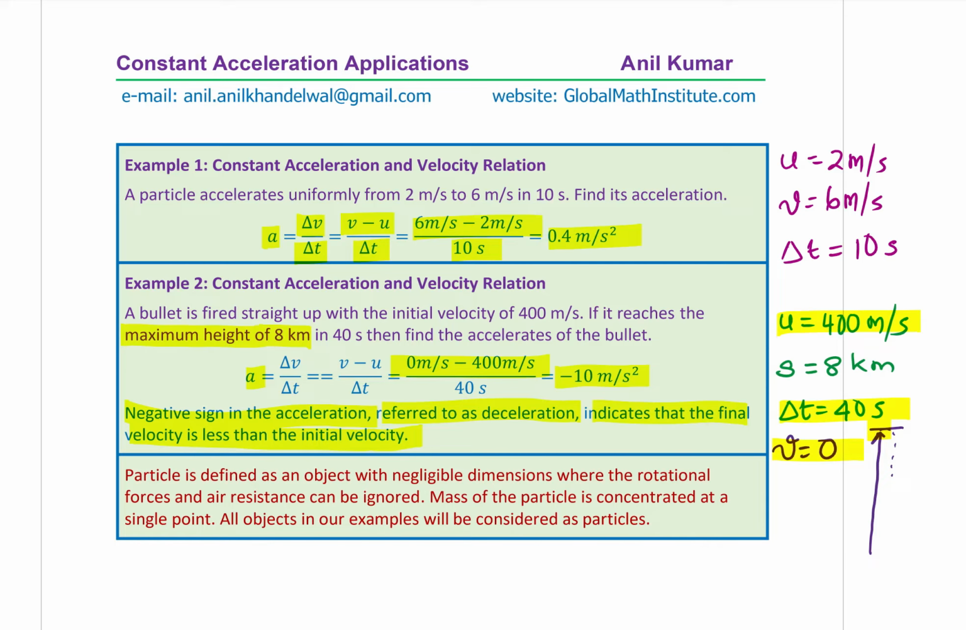Now remember one more thing which is extremely important. In all our examples, we are considering everything as a particle, even this bullet, right? So let me write down here in bold, consider bullet as a particle. Now, when I say consider bullet as a particle, that really means what? That is what we need to understand, right? So here, a particle is defined as an object with negligible dimensions, right?